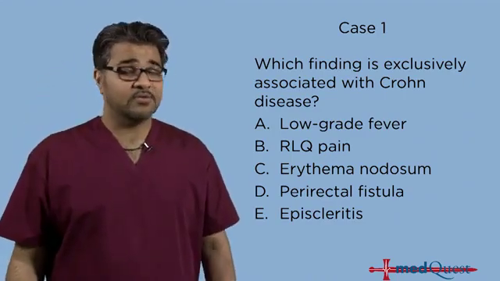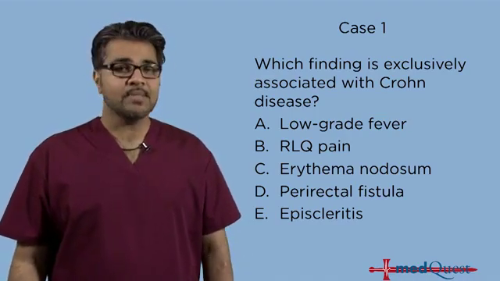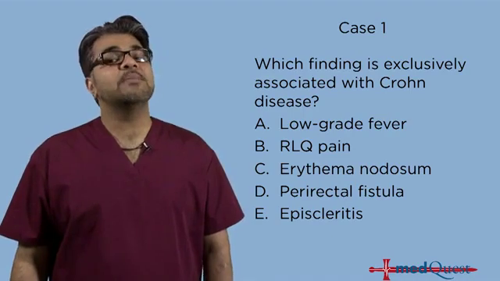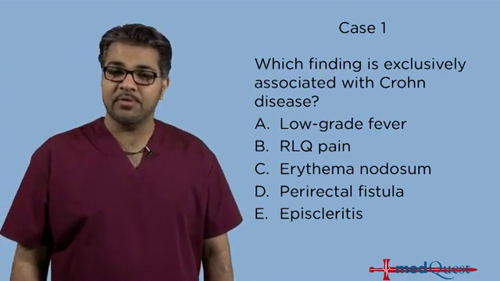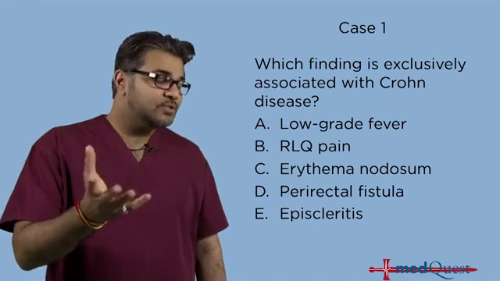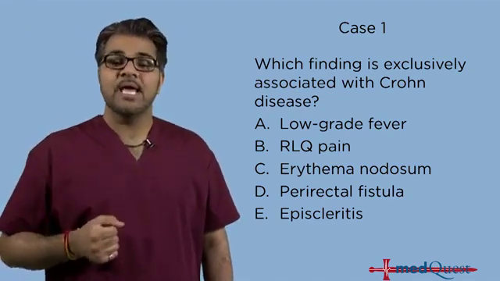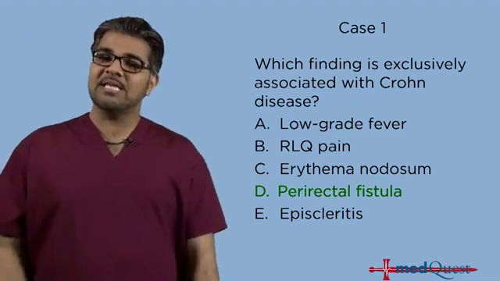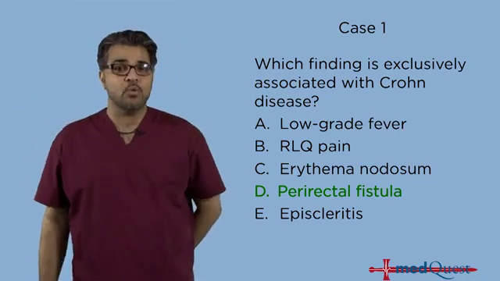Is it a low-grade fever? Nope, that's seen in both. Is it right lower quadrant pain? Nope, that's seen in both. Is it erythema nodosum, those coin-shaped erythematous lesions? Nope, that's seen in both. Episcleritis, a lot of us used to think that was ulcerative colitis alone, but actually it's in both. And the perirectal fistula is all that's left, and that's true. A fistula is specific to Crohn's disease.